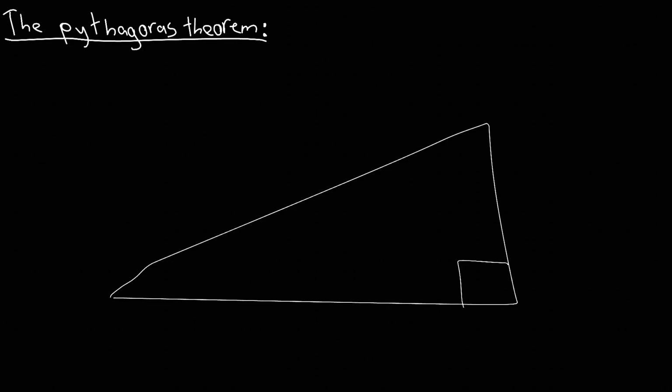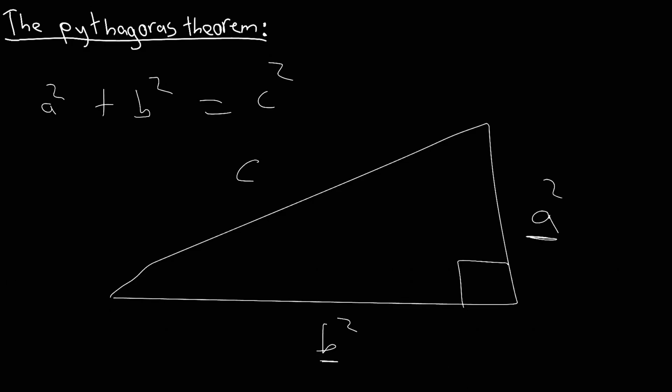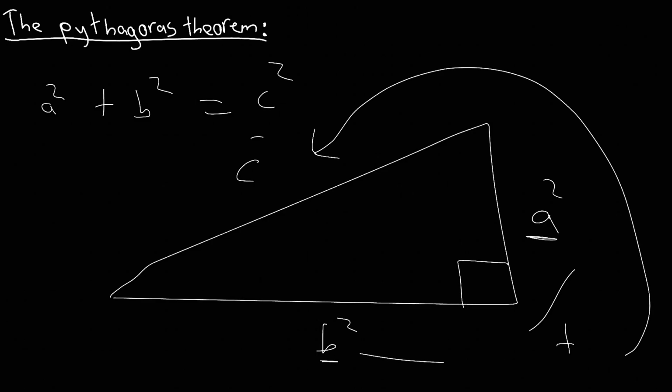So the Pythagoras theorem explains that if I have sides A and B and C, the Pythagoras theorem explains how A squared plus B squared gives me C squared. So the number of A over here squared and the number of B over here squared, when you add them together, that's going to give me C squared.